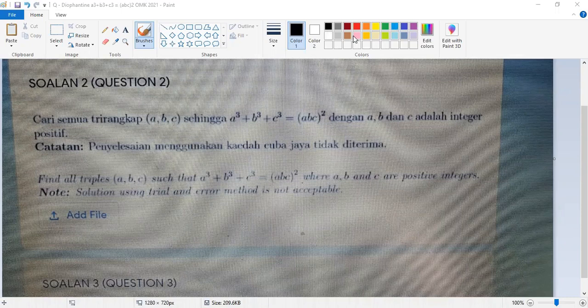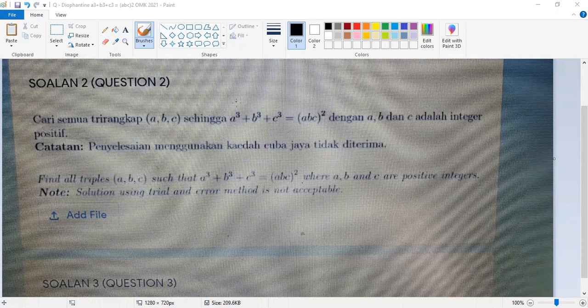Let's begin with question number 2 from the OMK 2021. These are section B questions, the harder types. It's the Malaysian National Mathematical Olympiad 2021, question 2. Let's read the question together, please.